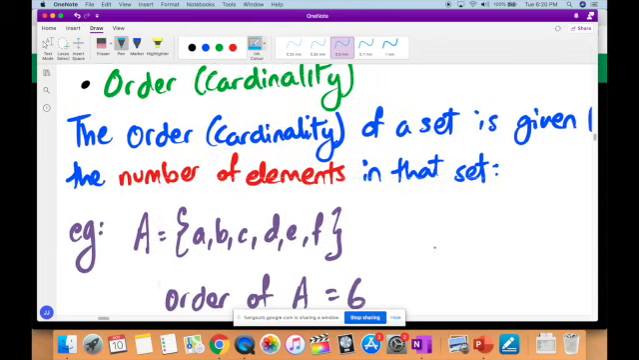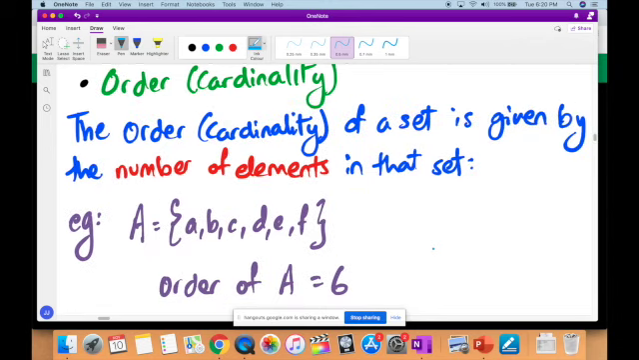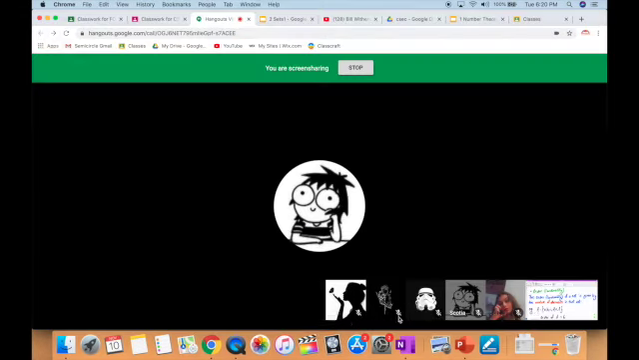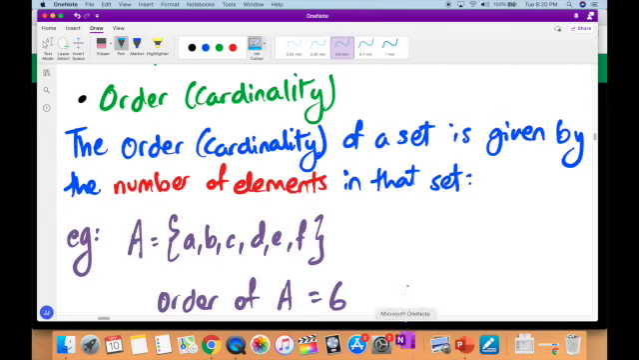Order or cardinality. And this is one of those things that all of the students seem to forget by the time they reach CSEC level, and they ask where's the cardinality of a set. Everybody just seems to forget this, but it's actually really easy. The order or cardinality of a set is given by the number of elements in the set. That is all that it is. So we can see here that the set A is A, B, C, D, E, F, 1, 2, 3, 4, 5, 6. You have 6 elements, so therefore the order of A is 6.